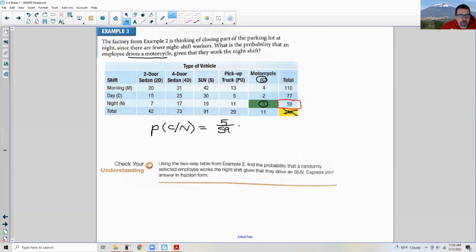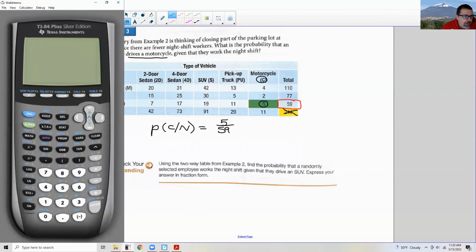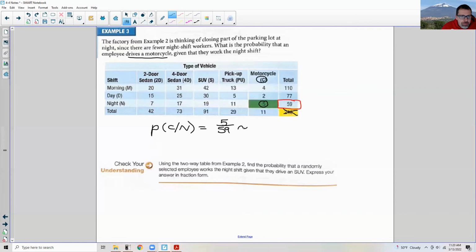So it's 5 over 59, not 5 over 246, which is what you might put if you didn't read that carefully in the book and you saw this highlight here. So when I simplify this, 5 divided by 59 is approximately 8.5%. Okay, but 5 over 59 is the exact.